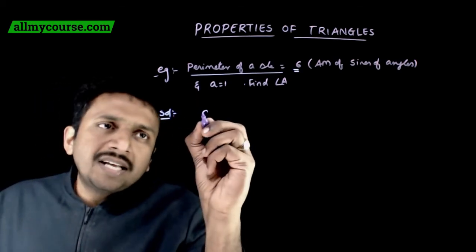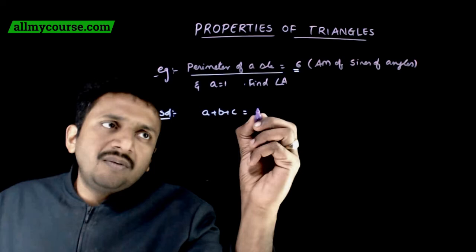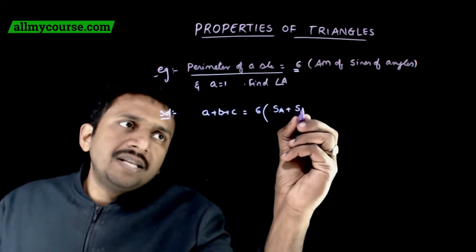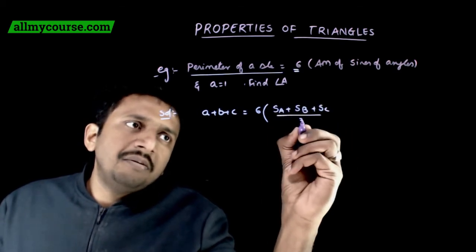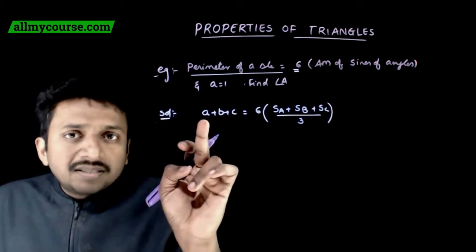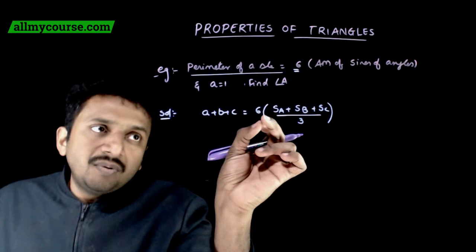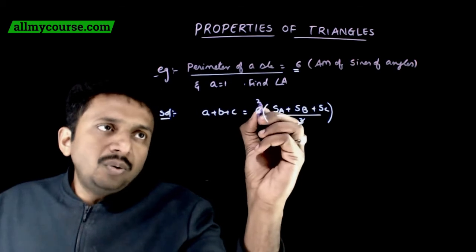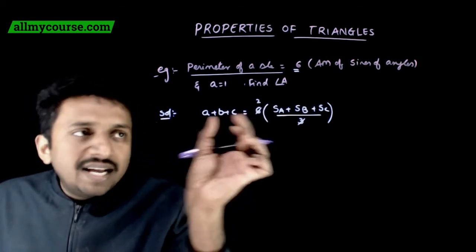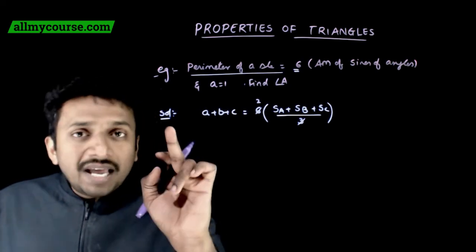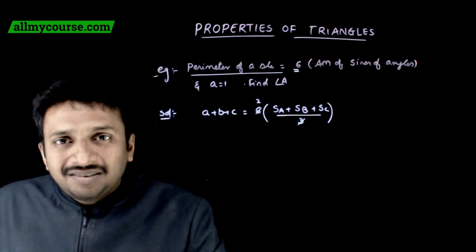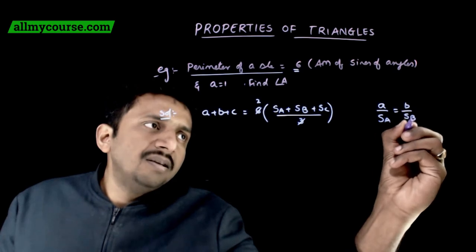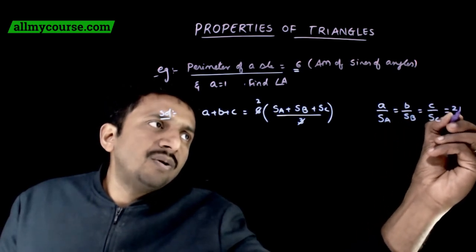The perimeter of a triangle is nothing but a plus b plus c, which is equal to 6 times the arithmetic mean of sines, that is 6 times (sine A plus sine B plus sine C) by 3. The sum of the sides of the triangle is equal to 6 times the arithmetic mean of sines. So this cancels out 2 times. Now on one side you have the sides, on the other side you have the sines. The sine rule connects the sides with the sines. So we know that a by sine A is equal to b by sine B is equal to c by sine C is equal to 2R.